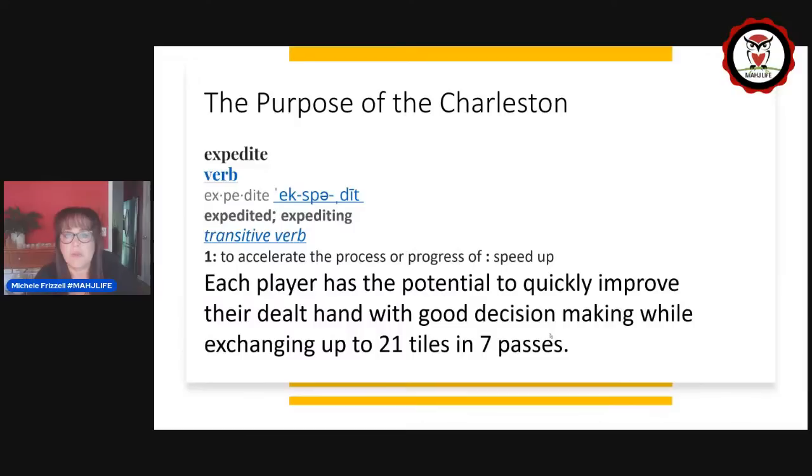The goal is to improve the dealt hand so that when you get to the pick and discard phase of the game, the hand development is already underway. Hopefully you will have been able to gather tiles and fill in gaps so that once you get to that pick and discard phase, you can start building the hand. So the Charleston is more for gathering and filling in gaps, whether you're playing at the category level or at the hand level. And we'll talk about that as we go.